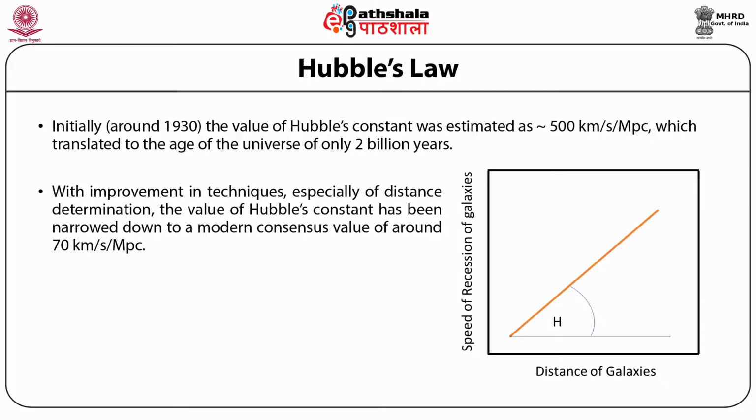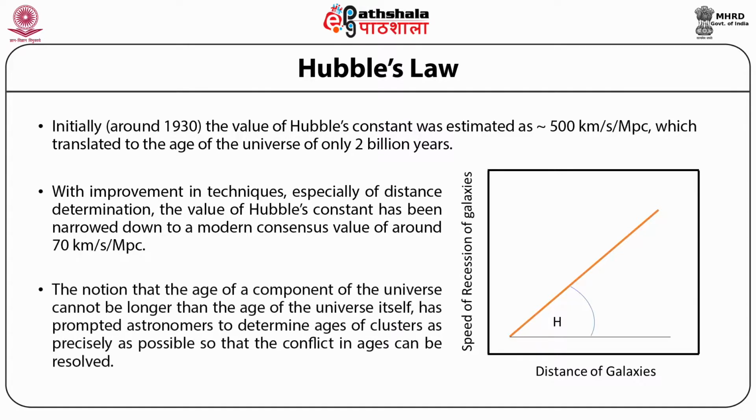So this gives the age of the universe around 14 billion years, not very comfortably higher than the age of the oldest star clusters. So the notion that the age of a component of the universe cannot be longer than the age of the universe itself has prompted the astronomers to determine the age of the clusters as precisely as possible so that the conflict in ages can be resolved.